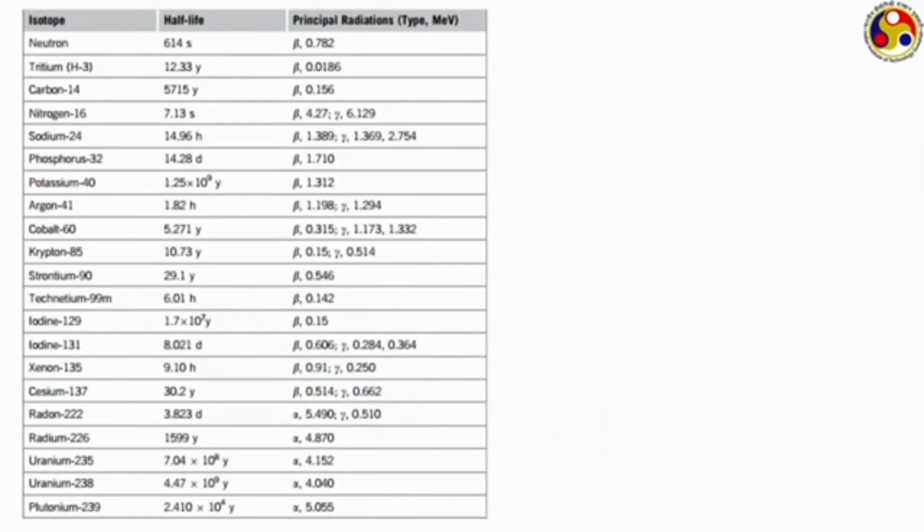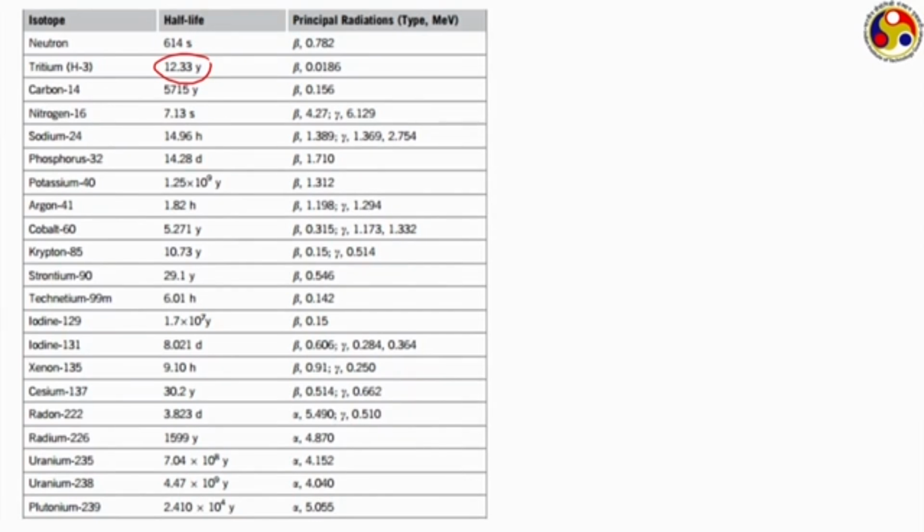If we see this particular list, here we have several elements listed along with their half life values, and also the principal kind of reactions that they generally suffer. Like you see that tritium has a half life of 12.33 years, that is, if we have a sample of tritium containing 500 isotopes to start with, only after 12.33 years the number will become 250, and for reducing 250 to 125 it will require another 12.33 years.